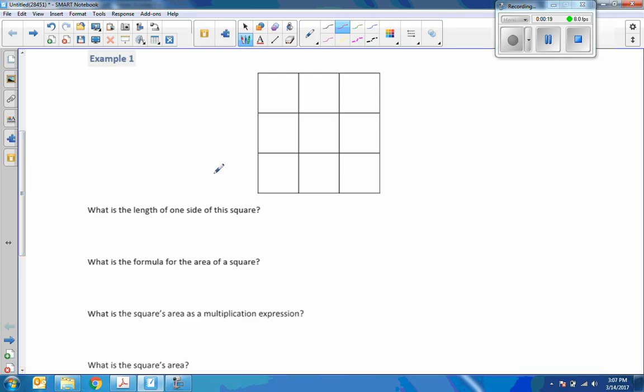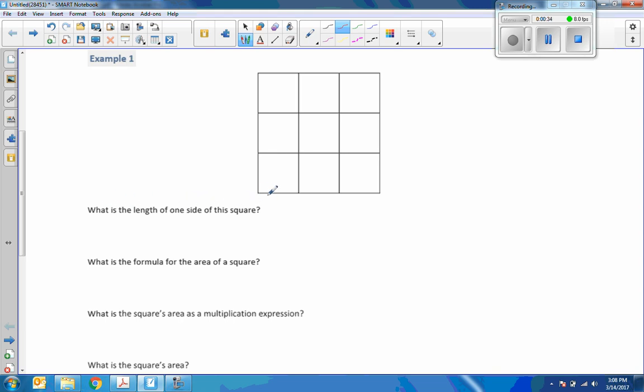Classwork example 1, here is a grid. It's 3 wide, 3 tall, 1, 2, 3, 4, 5, 6, 7, 8, 9 squares. And we're going to answer questions about this diagram. It says, what is the length of one side of this square?